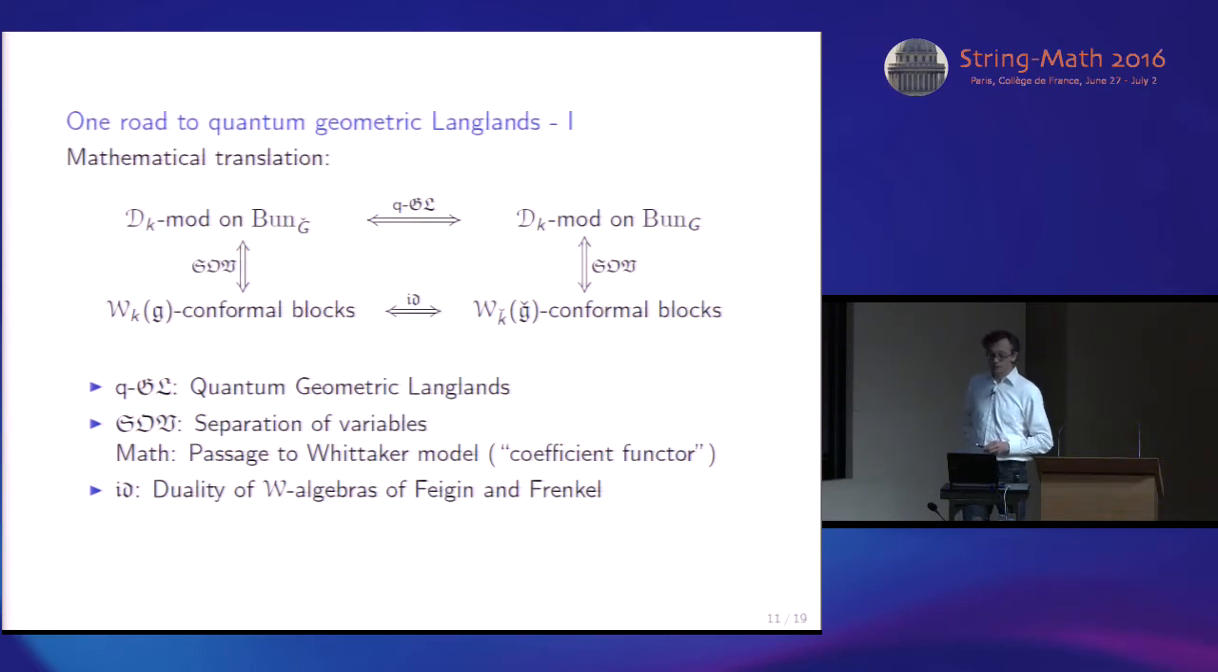And so this relation, called here SOV for separation of variables, would give an effective representation in terms of the conformal blocks for the W algebra associated to the Lie algebra G, which is the same, thanks to a result of Feigin and Frenkel, as the conformal blocks for the W algebra associated to the Langlands dual group. So this on the bottom being an identity, which is basically known, gives one beautiful way perhaps to understand the duality up here, which is more mysterious and much less understood.